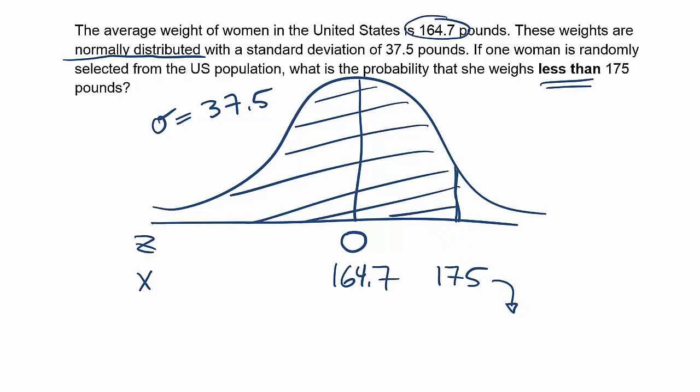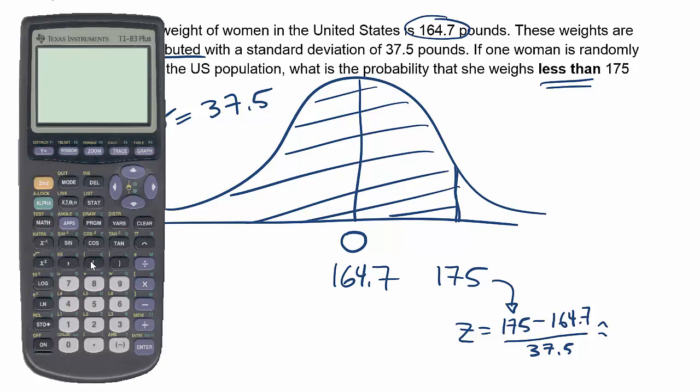So let's first convert it into a z-score. That will be 175, the score I want to convert, minus the mean, 164.7, all divided by the standard deviation of 37.5. Let's work that out and see what we get. So we actually did this in an earlier video, but it's 175 minus 164.7. Close up the parentheses and divide by the 37.5, right?